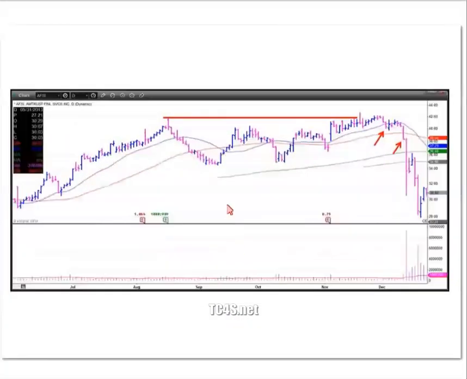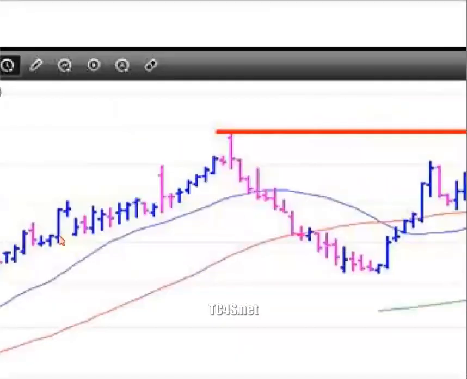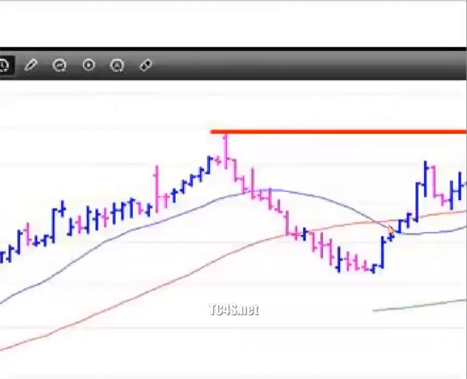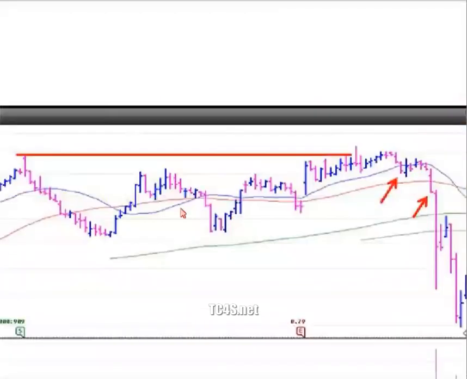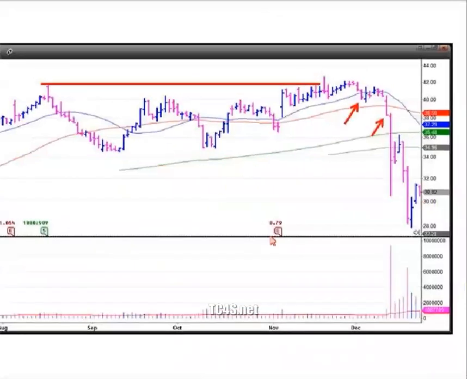And here's another stock, and this here is AFSI. Sorry about that, jostling this all around here on you.